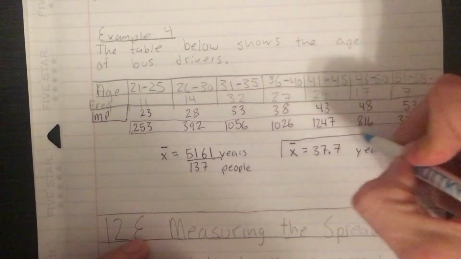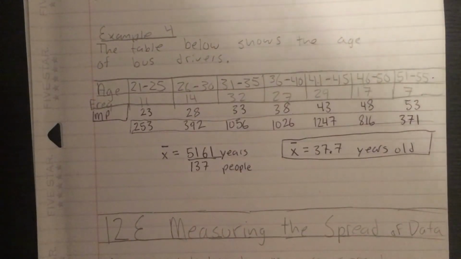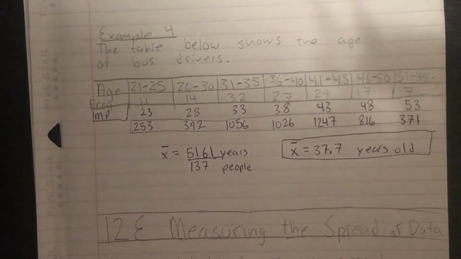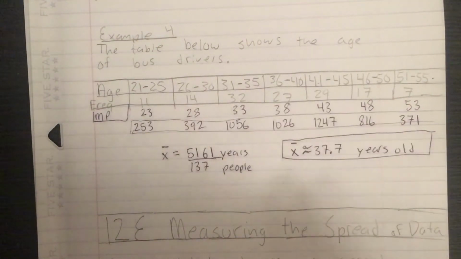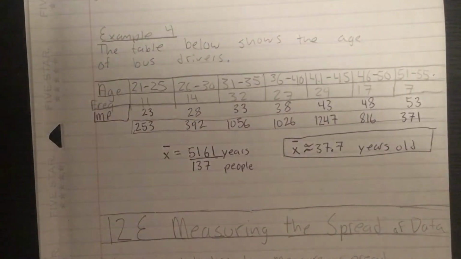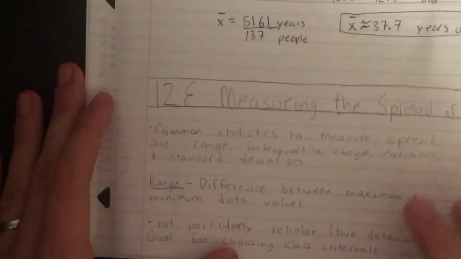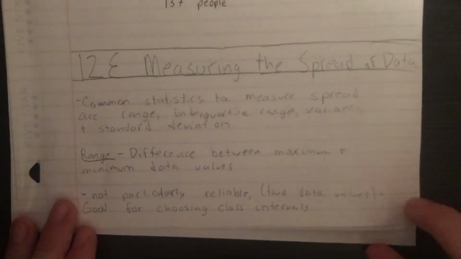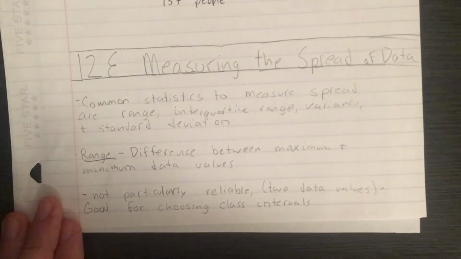So kind of to summarize what we did there, if you have intervals and you don't have specific data points, to approximate the mean, I should put approximation signs there, shouldn't I? To approximate the mean, you need to calculate the midpoint of the interval. And then when you're calculating the mean, that's what you're going to be multiplying by. So that's it for that section. The next thing that we're going to look at here is going to be measuring the spread of data. So there's a couple of different ways to measure spread here.